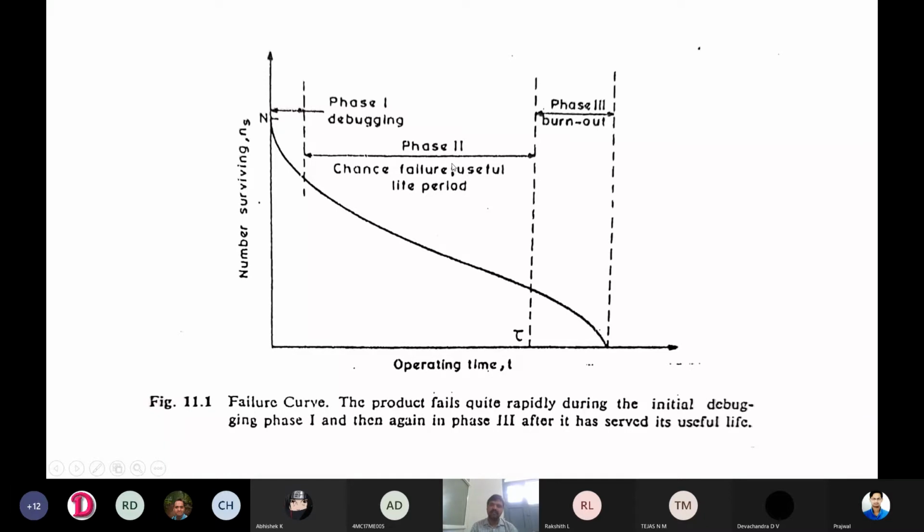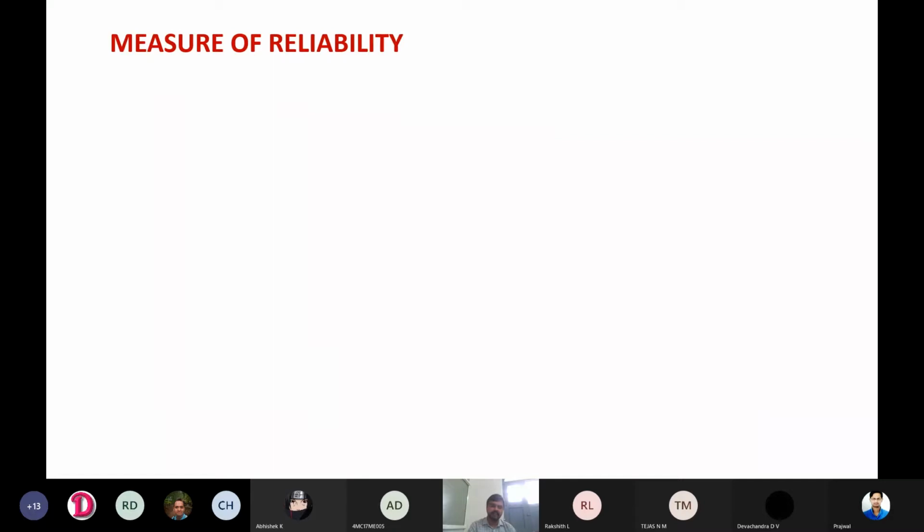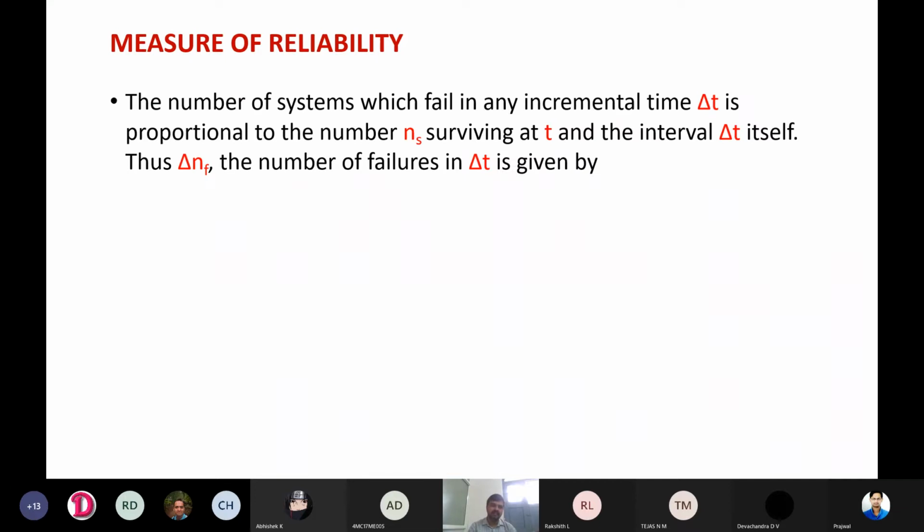In today's class, we are going to solve a problem based on failure, and before that, we are going to discuss another curve, that is the bathtub curve. So we discuss that curve and some types of failures, and then we solve a problem. Okay, next, measure of reliability.